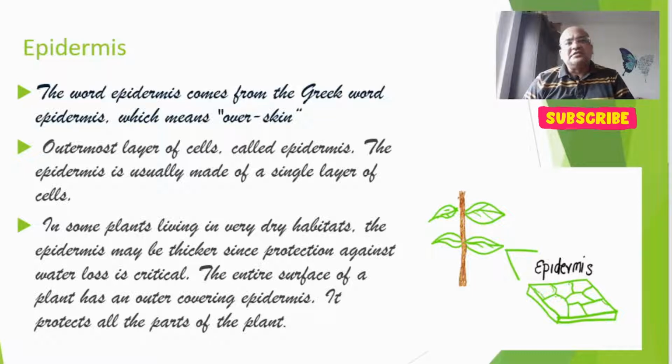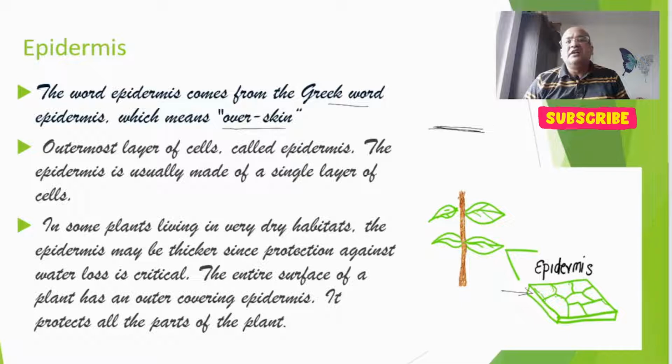Let's see today's section. Let's understand what is epidermis. The word epidermis is a Greek word, which means over skin. Something over skin is epidermis. It is the outer layer of the cell, the outer protective layer. The epidermis is usually made up of a single layered cell.